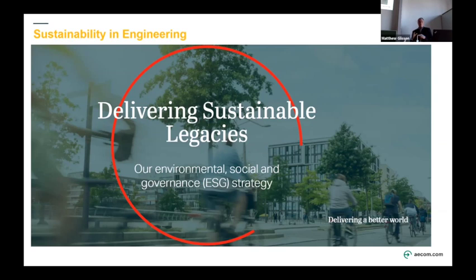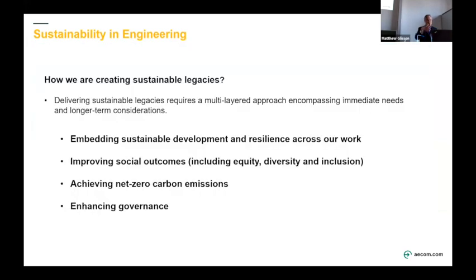This covers everything from sustainability, really encompassed in the whole ESG topic. It details internally, and also on the website if you're interested, where as a company we feel we have to be, where we want to be, and what our realistic targets are. There are 4 key pillars to that sustainability program. One is embedding sustainable development and resilience across everything that we do, all the work that we produce. We also have to make sure we're improving social outcomes, not only for our employees, but for the communities we're operating within. And of course, we've got net zero ambitions for our company.